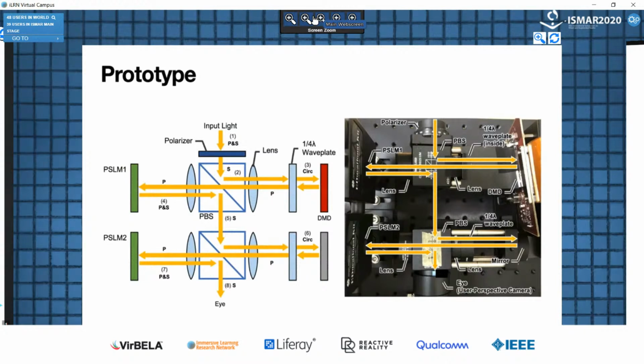This is a prototype we built. The input light is reflected on the DMD, first color filter, mirror, and second color filter in order, while its intensity and chromaticity are modified, and then reaches the user's eye.